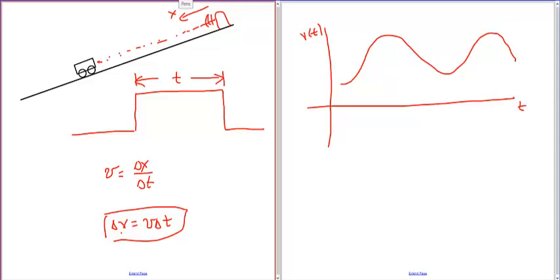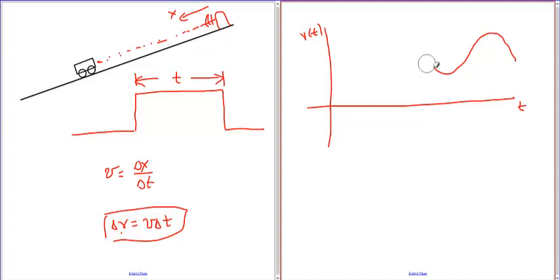Now what we're going to do is push the cart up the ramp, and then let it go. Part of it will be us pushing it and speeding it up to give it a certain initial velocity, and then with that initial velocity it will go up, and then it will stop, and then it will come back, and then we'll catch it, and then we'll do it again.